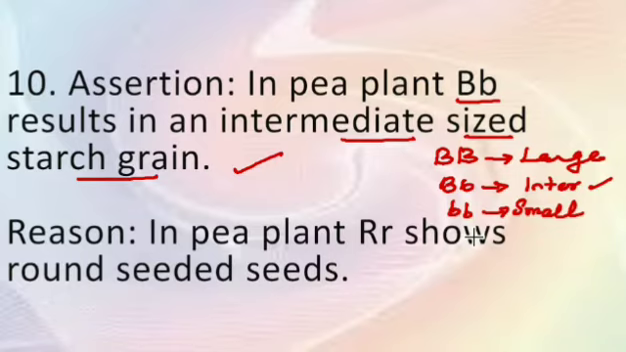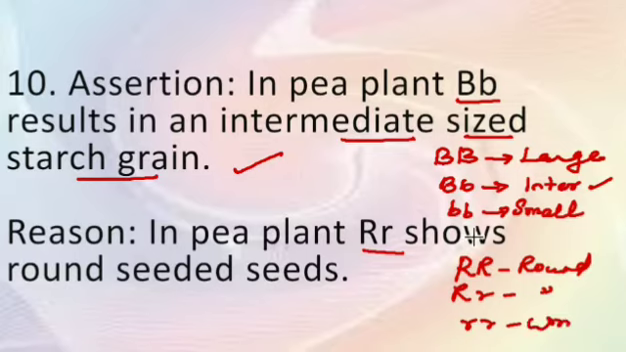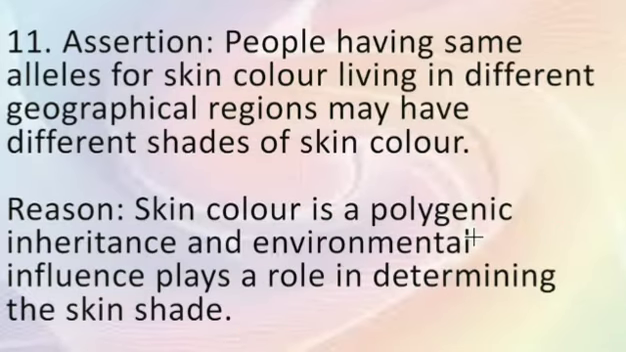This is an example of pleiotropy. In pea plants, capital R small r shows round seeds. Seed shape depends upon the size of the starch grain. The genotype capital R capital R gives round seeds, capital R small r is also round, and small r small r is wrinkled. Here it is a dominant-recessive relationship. So we can say the assertion and reason are correct, but the reason is not a correct explanation of the assertion. So option B is the correct answer.